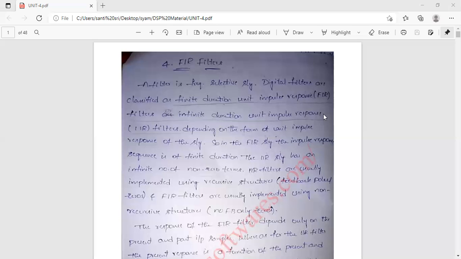IIR filters are usually implemented using recursive structures. Recursive structure means feedback; it includes poles and zeros. And FIR filters are usually implemented using non-recursive structures. Non-recursive means there is no feedback; it includes only zeros.